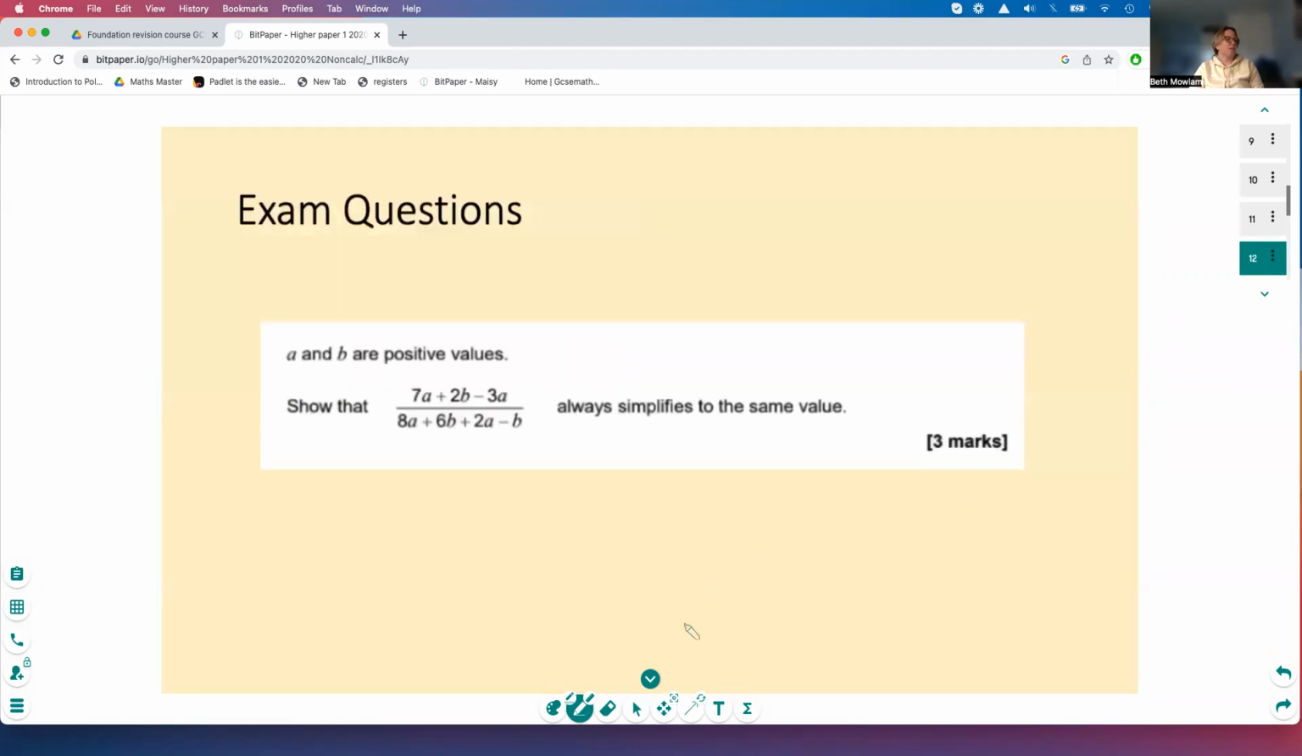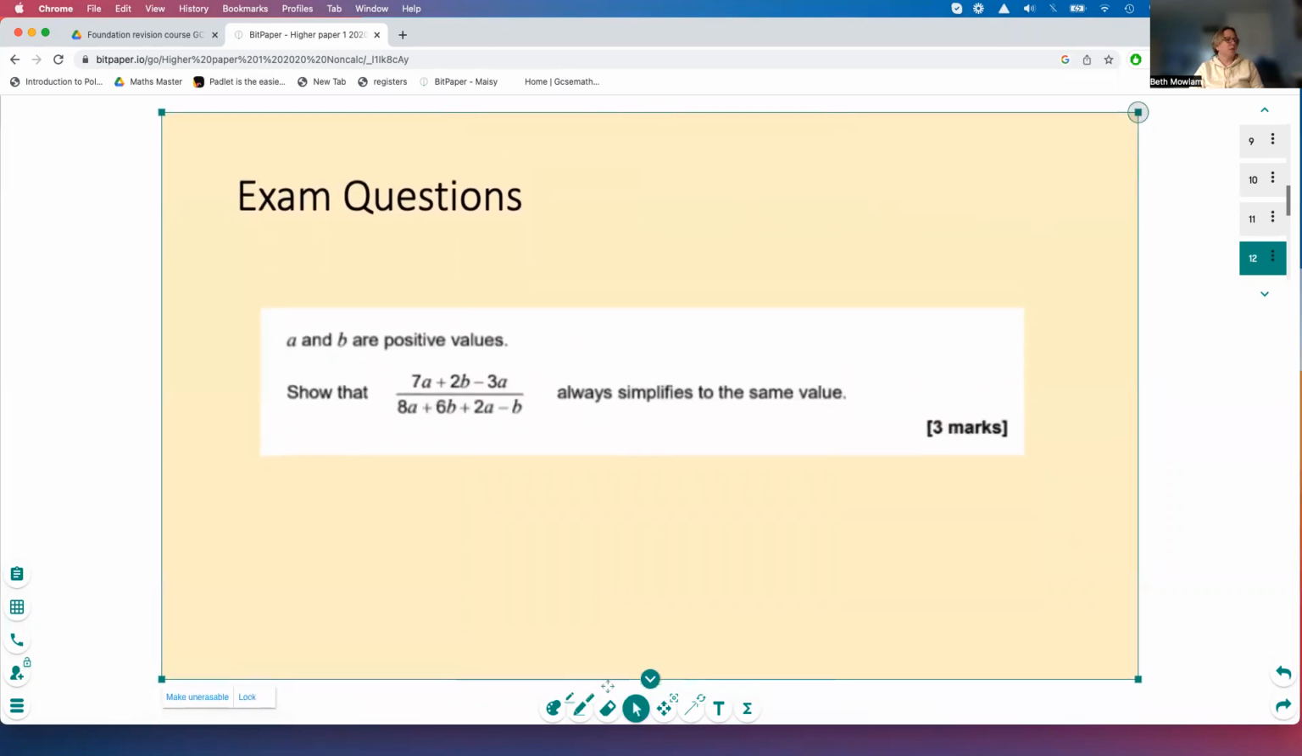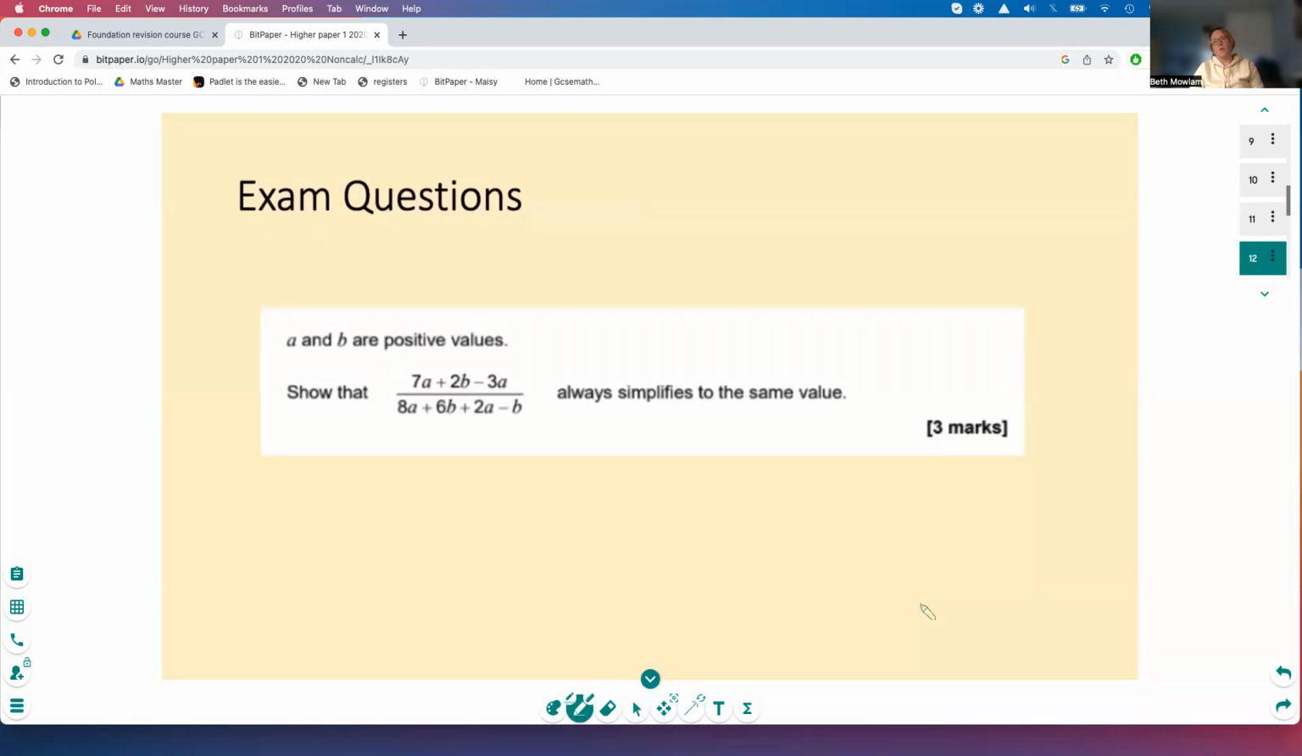So let's look at some exam questions. Because what exam questions tend to do is they tend to incorporate all the skills into different bits. So 3 marks. And they word them a bit differently. So you've actually got to do a bit of just thinking about it.